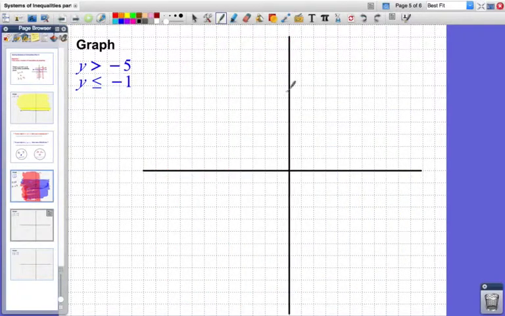Let's look at another one. So I have y is greater than negative 5. Let's do blue and orange this time. I'll grab this one in orange. So this will be my orange one. So y is greater than negative 5. So 1, 2, 3, 4, 5. So here's negative 5.